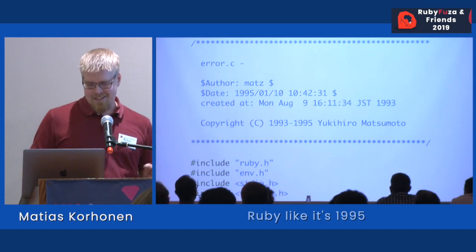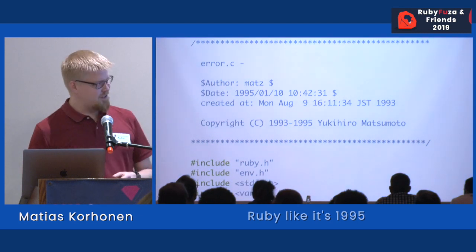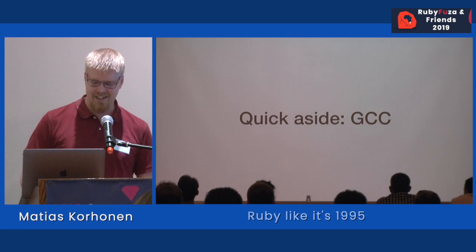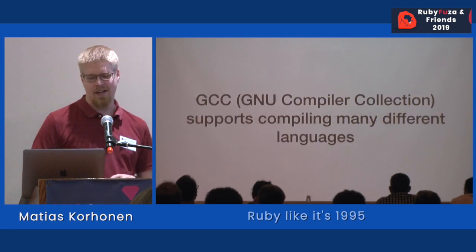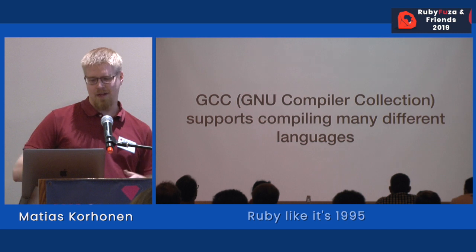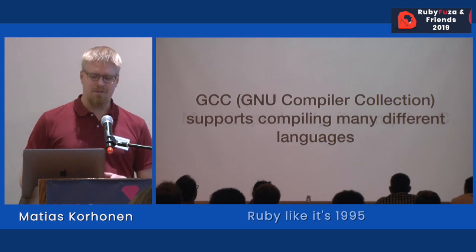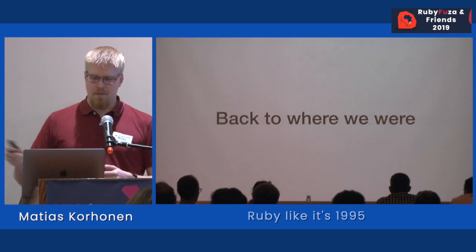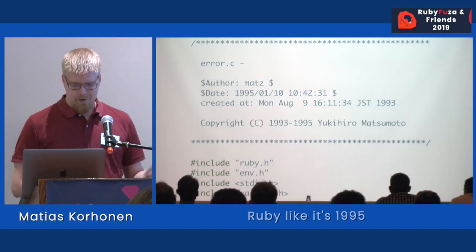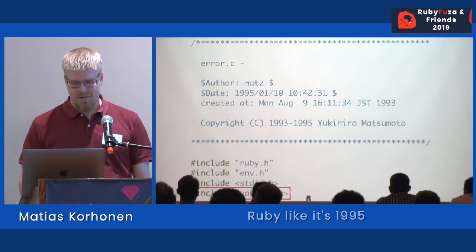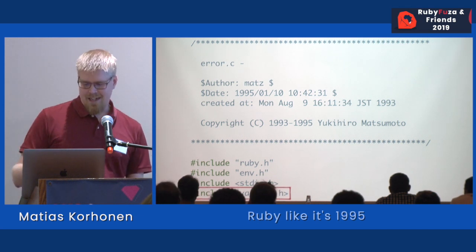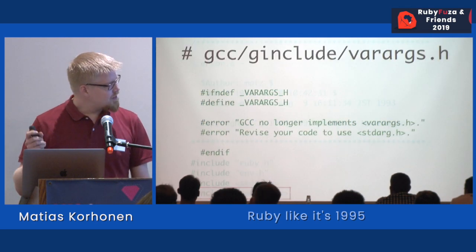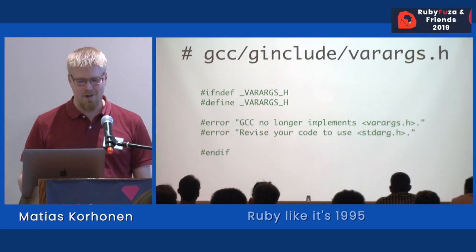To understand the problem, we need to take a little look at the GCC source code. And as a quick aside, if you don't know what GCC is, it's the GNU compiler collection, and it supports compiling a whole lot of different languages. But for this talk, all you really need to know is that it compiles C. But back to where we were. We were looking at this very last line on this slide, and to understand this issue, we need to take a little peek at GCC source code. Specifically this varargs.h file.